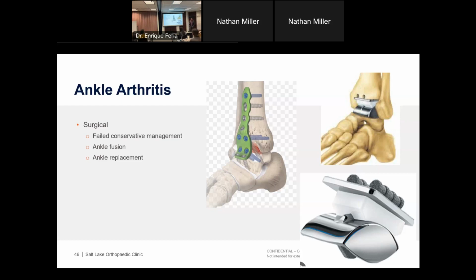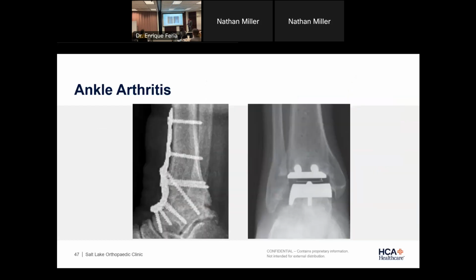But an ankle fusion is still a pretty successful surgery in getting rid of your pain, and they each have their pros and cons, but both are very successful surgeries at getting rid of the pain from the ankle arthritis. And then just X-ray is showing you on the left an ankle fusion with plates and screws, and then an ankle replacement on the right.